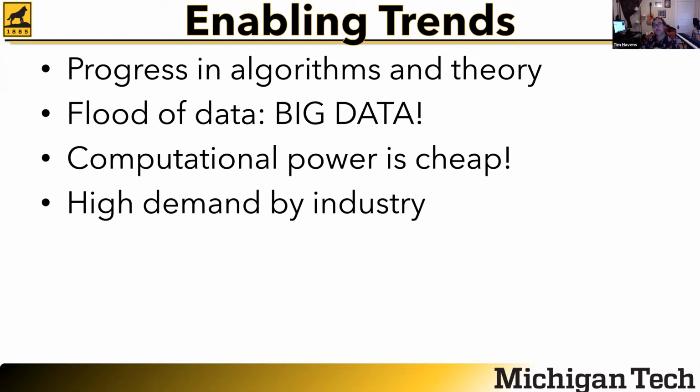And finally, there's a huge demand by industry. Industry has figured out very quickly that machine learning is a way such that you can make good enough decisions to become very, very profitable very quickly. And the quintessential example of that is Google, Facebook. They don't produce anything. They don't make anything. There's no things that come out of those, although they've bought companies that do that now.